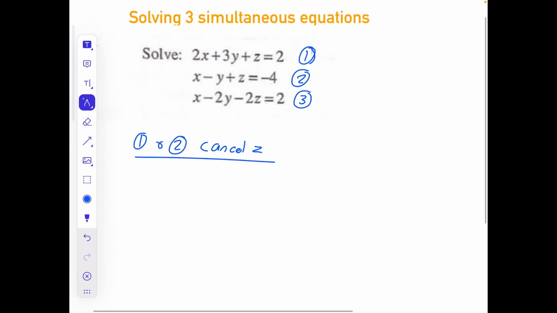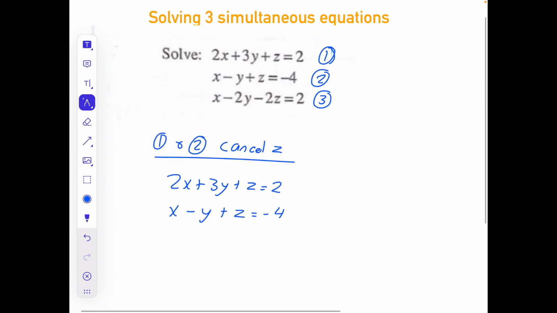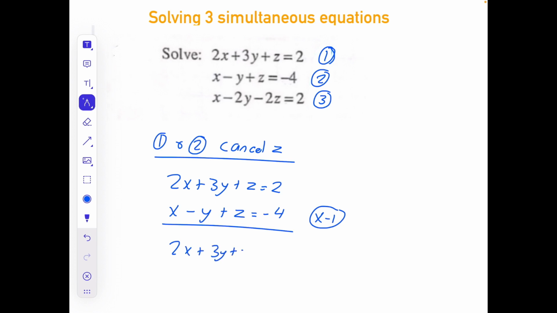So I'm going to work with equation 1 and 2, very similar to what you would have done at Junior Cert, and I'm going to make the z's cancel. I can see they have the same coefficient in front, but they have the same signs. So to get them to be opposite signs, I'm going to multiply all the bottom line by -1. So leave the top line alone. I'm going to multiply the bottom line by -1.